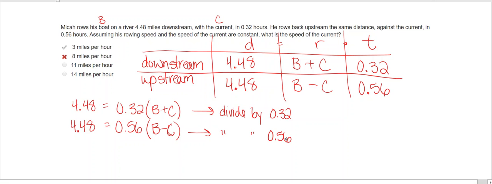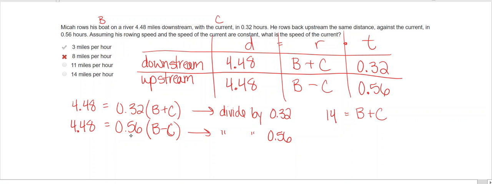So in my calculator, I actually am going to do this a different way than I did it originally in my notes. So I'm going to divide this side of the equation by 0.32, and it's going to cancel the 0.32s and just leave me with B plus C. But then I also have to do it on the other side. So 4.48 divided by 0.32 is 14.